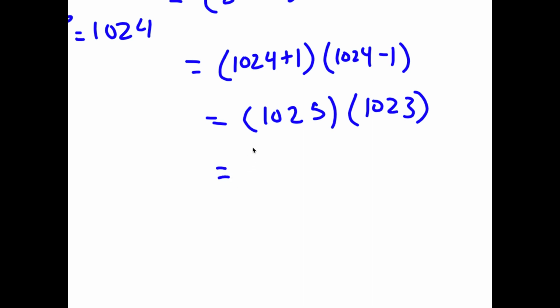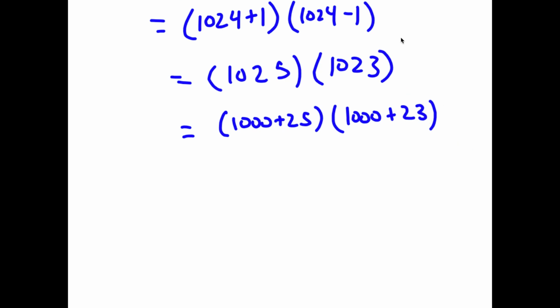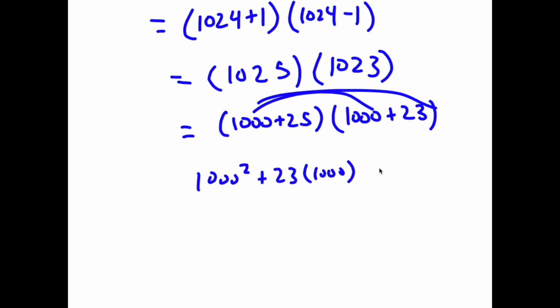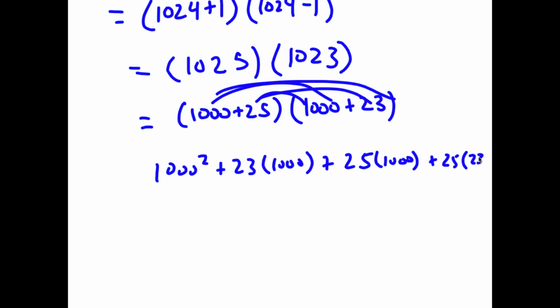Now, to make this easier to solve, I'm going to rewrite 1025 so that it's in the form 1000 plus 25. And I'm going to do the same thing to 1023, rewriting it in the form 1000 plus 23. The reason I'm doing this is that it's much simpler to solve. So first off, all I have to do is distribute 1000. So I have 1000 squared plus 23 times 1000. Now if I distribute 25, I have plus 25 times 1000 plus 25 times 23.